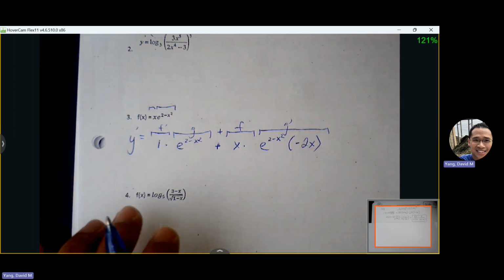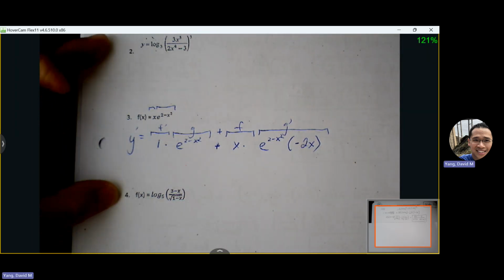All right. Number 4 should feel like number 2. You're just expanding out your logs before you apply your derivative rules.